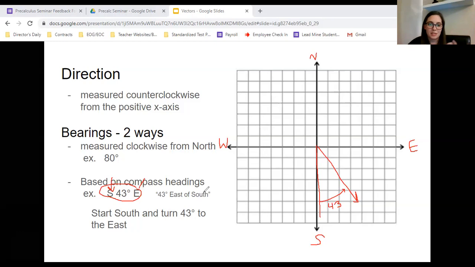So those are the two ways to see bearings. Does anybody want any clarification on that? Go ahead and put that in the Zoom group chat. Give you about 30 seconds.